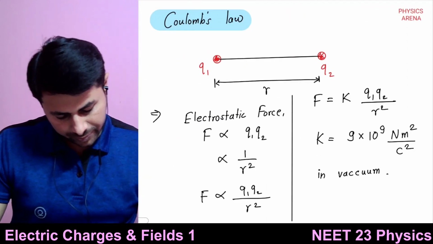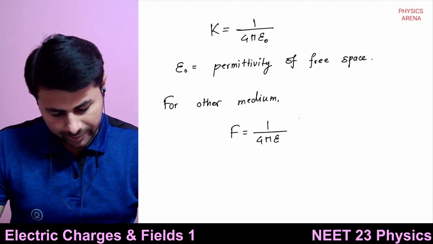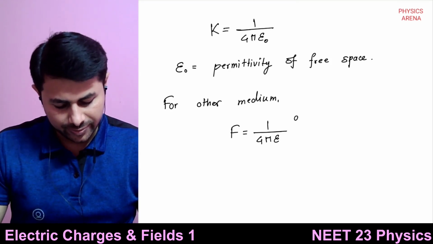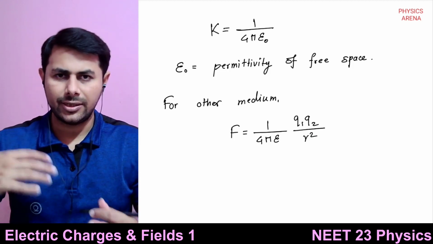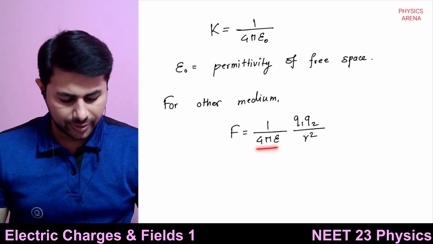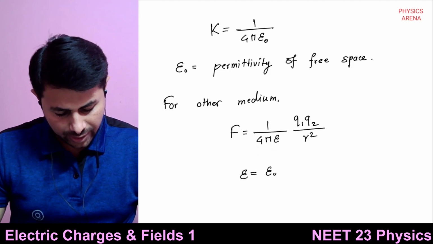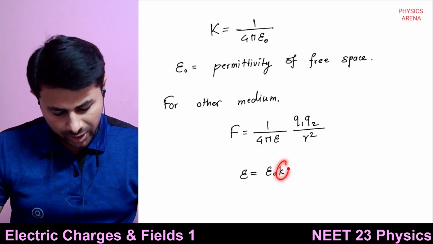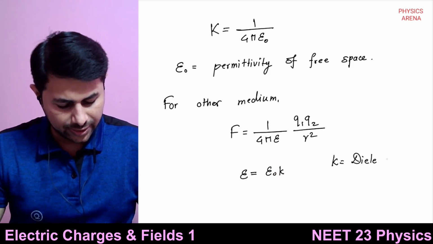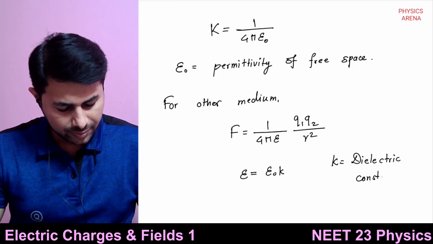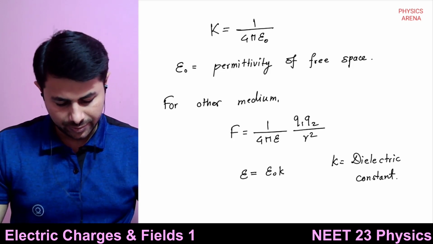So force is equal to 1 upon 4 pi epsilon, q1 q2 divided by r square. What is different here? Force in some other medium is 1 upon 4 pi epsilon multiplied by q1 q2 divided by r square. So epsilon is equal to epsilon naught k, and this small k is known as the dielectric constant of a medium. So this is just a definition.